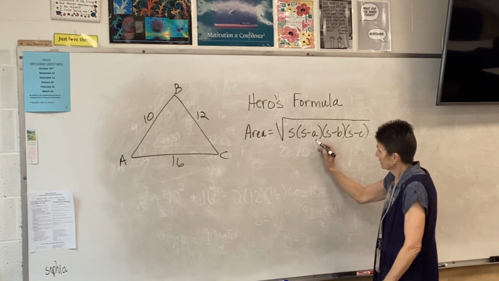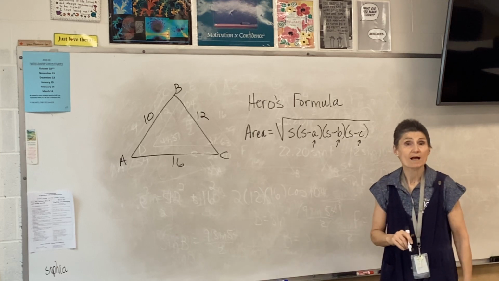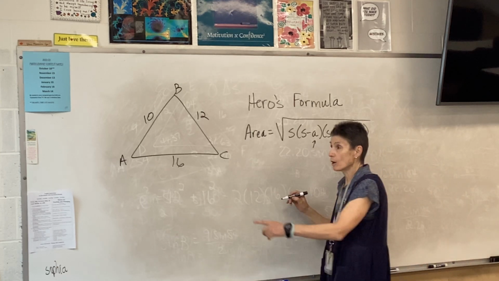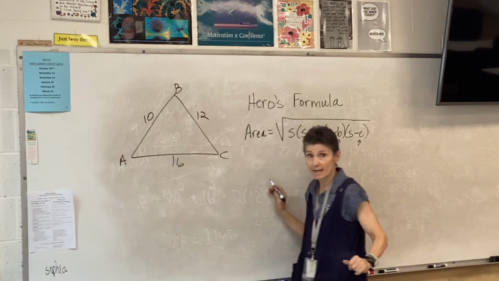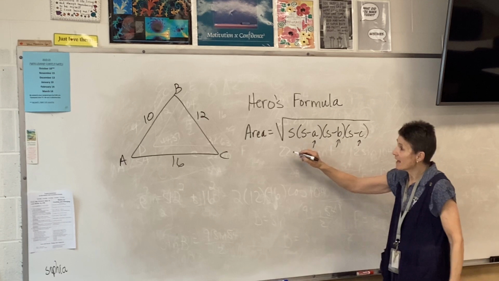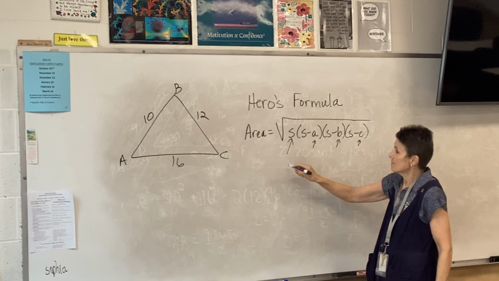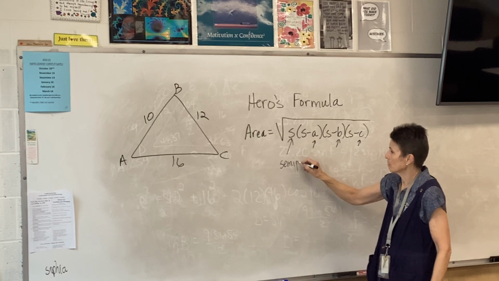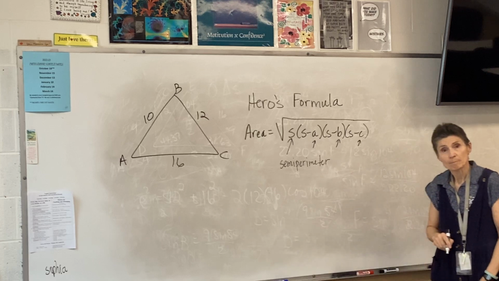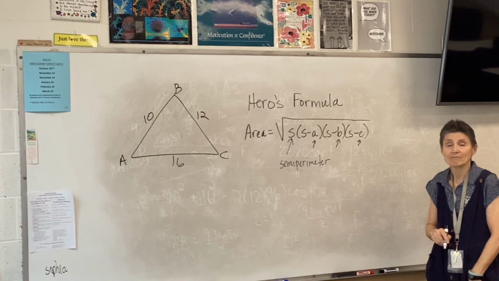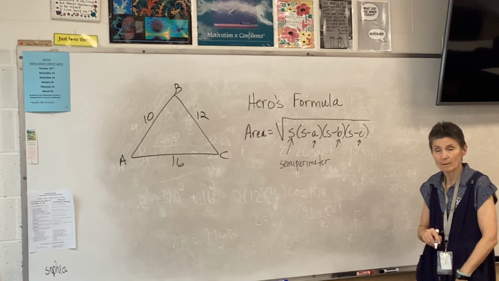The A, the little a, and the B and the C stand for the sides of the triangle. So in our problem, A is 12, B is 16, and C is 10. The S, which appears 1, 2, 3, 4 times in the formula, the S is the semi-perimeter of the triangle. Semi-perimeter is half the perimeter.